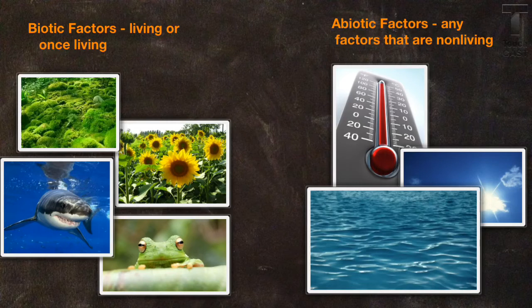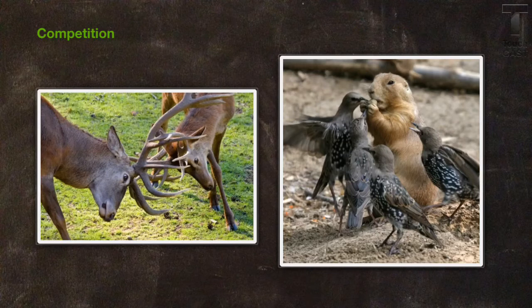When these factors are in short supply, it actually limits the growth of populations, and we call these limiting factors. These limiting factors determine an environment's carrying capacity, which means the maximum number of individuals of a species that an environment can support. When resources are limited, you will see competition among species or maybe between different species, and they will compete for things that they need to survive, like food and water and shelter.